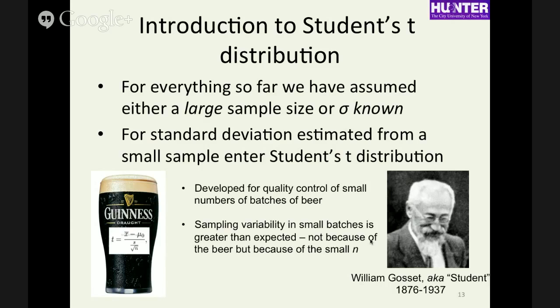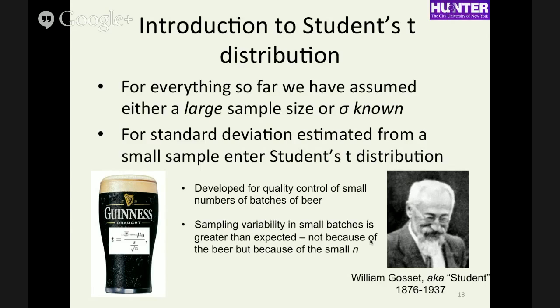And as a historical note of interest, it was someone, William Gossett, who worked for Guinness, who developed the t-test. And it's called the student's t-test because that was a pen name that he used to publish it. He wasn't allowed to publish as an employee of Guinness because it's a corporation, and so he made up a name and published it anyways.